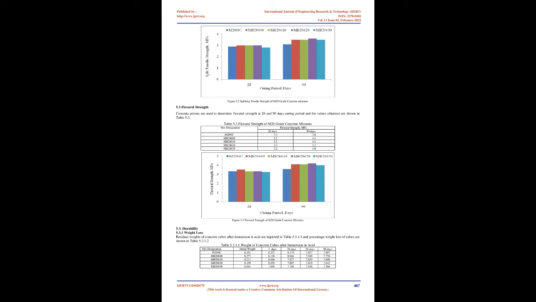Fly ash. Fly ash of class F with 2.28 specific gravity is used. Bacteria. Sporosarcina pasteurii, a soil bacterium of 10^6 cells/ml concentration, is cultured at Laboratory of Biotechnology Department. Grade designation, M20 grade concrete.